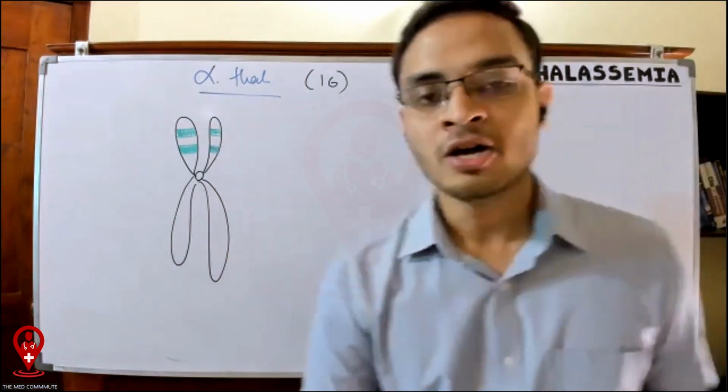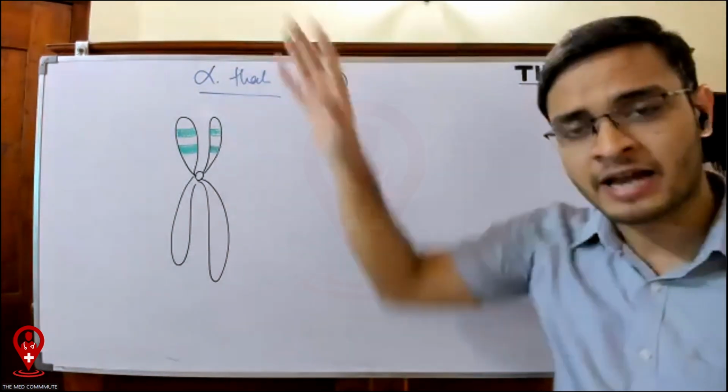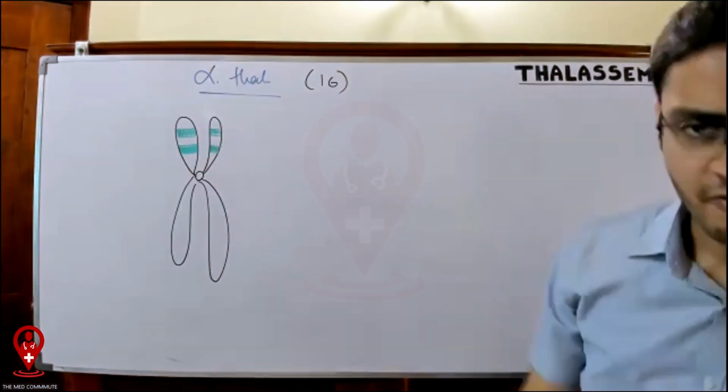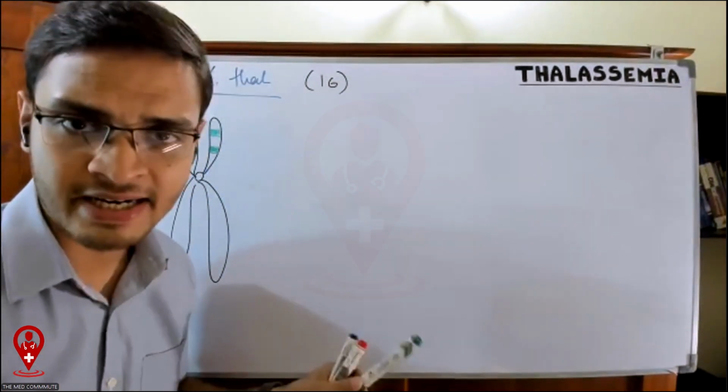Now, what did we say was the genetic defect in beta thalassemia? It was a point mutation. The problem in alpha thalassemia, guys, is not any mutation. This is straight up deletion. This is a gene deletion, right?